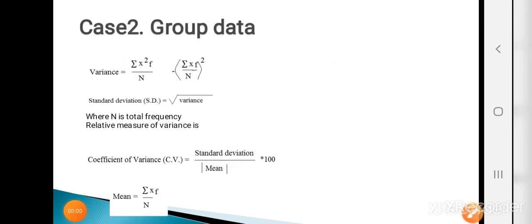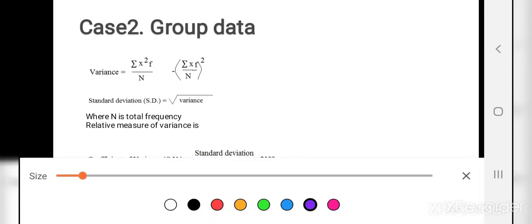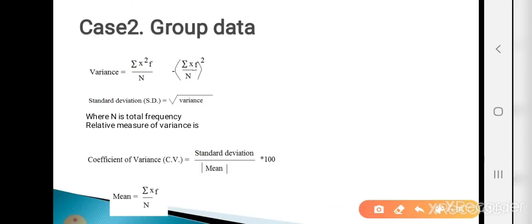Now the second case is for group data. What is the formula for calculating variance, standard deviation and coefficient of variance for group data? The formula for calculating the variance is summation x square into f divided by capital N minus summation x into f divided by capital N, whole square, where capital N is total frequency.